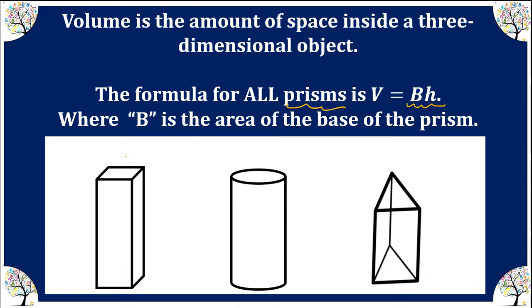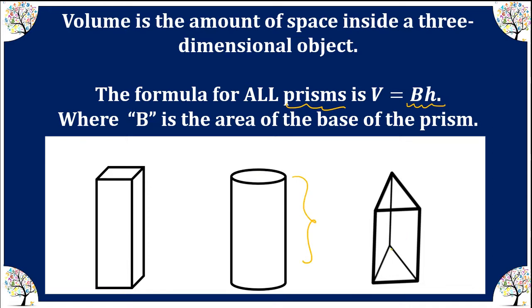In our first example, we have a square prism. Our base is a square, so we would calculate the area of the square and then multiply it by the height. In our second example, a cylinder, we can see that the base is a circle, so we would calculate the area of a circle, pi r squared, and then multiply it times the height.